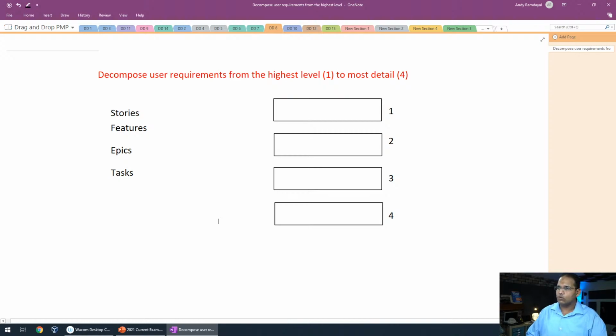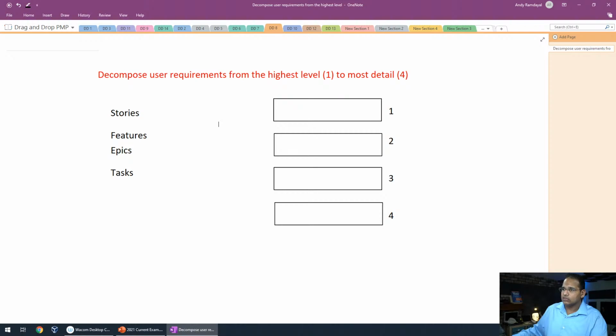Okay, decompose user requirements from the highest level, so it's a high level requirement, to the most detailed. High level requirement to the most detail. I want you guys to take a second, write these. These are going to be your choices. Write them down, put them from what's considered a high level to the most detail. This is, by the way, this is going to be in Agile. Okay, this is going to be in Agile. All right, so I want you guys write them down in your notebook. Write them down on your pen and paper. Or you can just write it in the chat box. You could do that too. Let's see what you guys have.